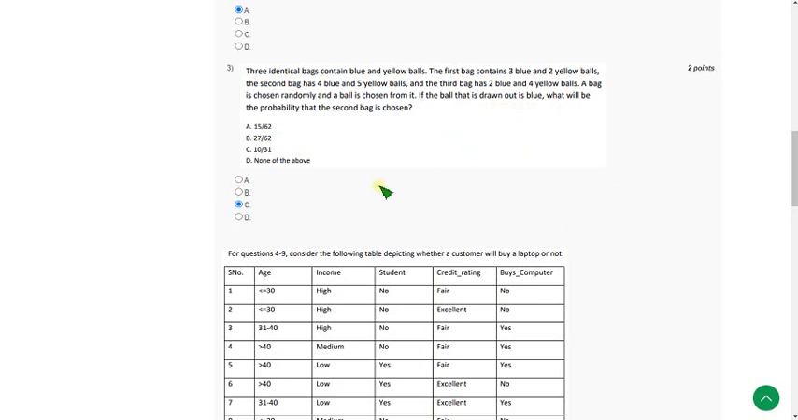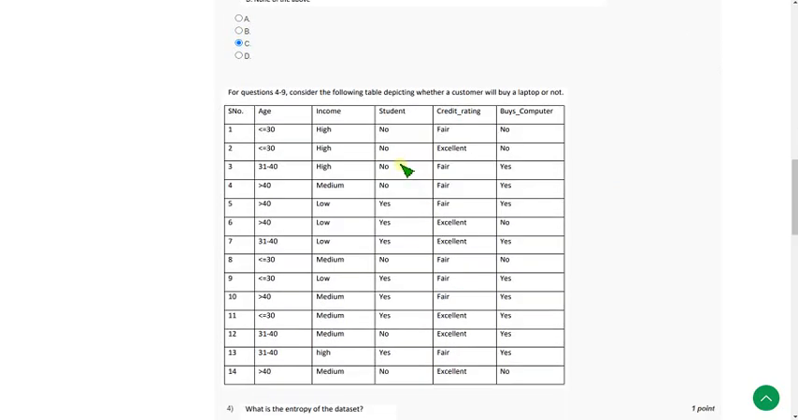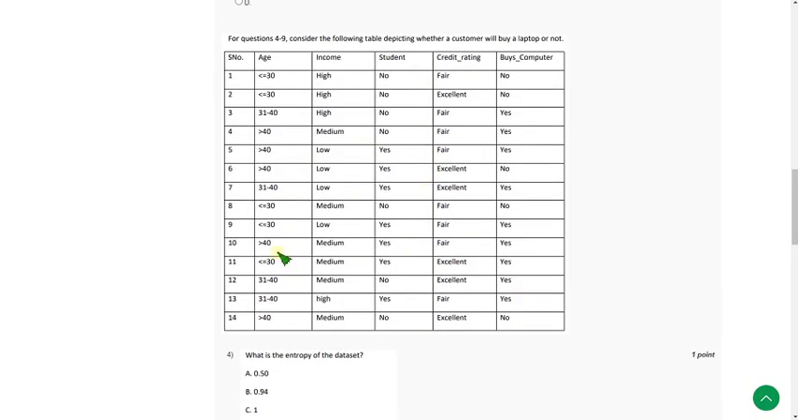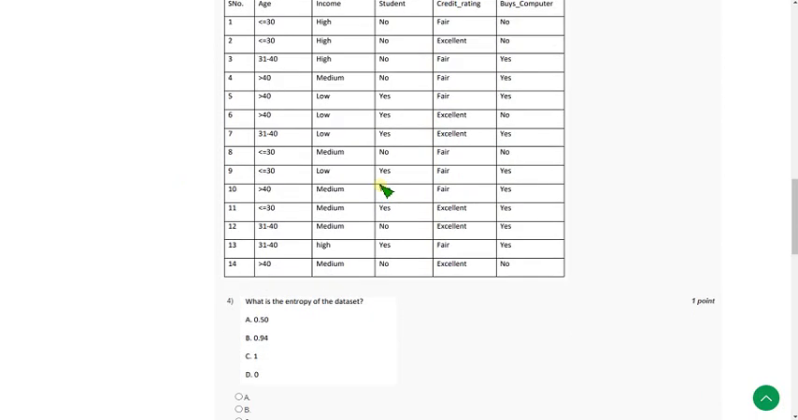And moving on to the fourth question. Before that, here they have given that for questions 4 to 9, consider the following table. So from here onwards, it is all based on this table, this data set only. So they are asking, what is the entropy of the data set?